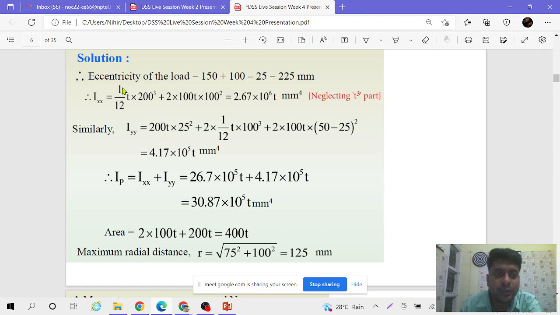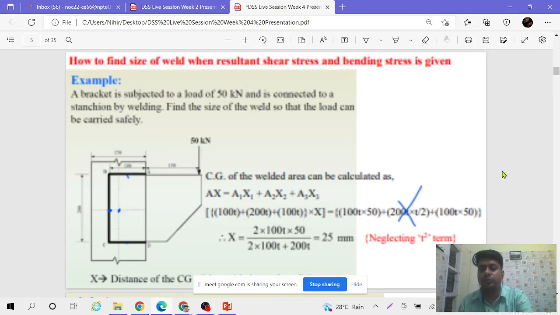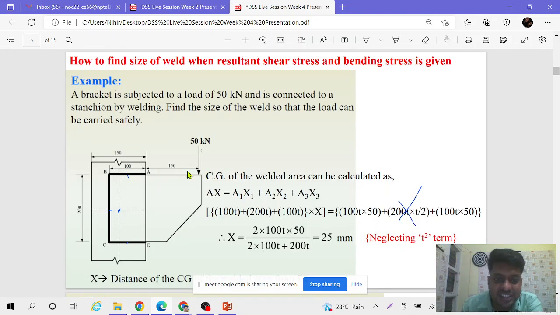So here you can see that eccentricity of the load is 150 plus 100 minus 25 mm. Let us move to the previous slide. So this distance is given 150. This 50 kilonewton load will act at this location, at this blue dot CG, we can apply this 50 kilonewton load directly, and after that, due to this eccentricity, this weld will experience torsion, means twisting moment.